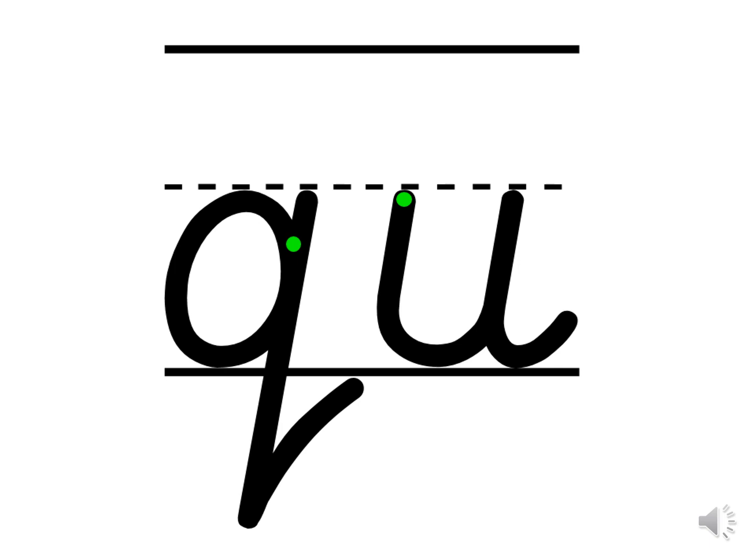We're ready to form this digraph now. Do you know which two letter families these letters belong to? The Q has a curly bit at the start, doesn't it? So it belongs to the curly caterpillar family. And the U goes down straight and up straight.